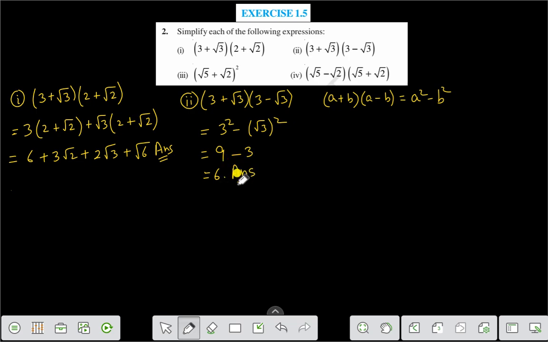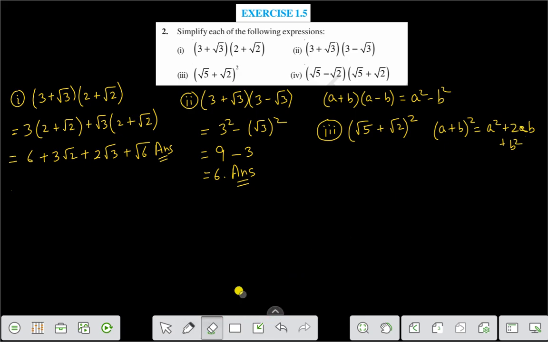Now solve question number 3. Question number 3 is root 5 plus root 2 whole square. When I apply this identity that a plus b whole square is equal to a square plus 2ab plus b square.